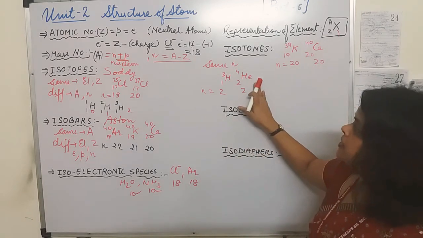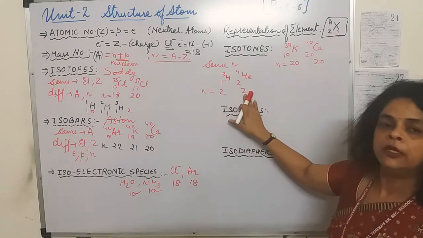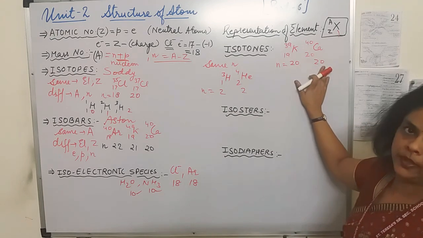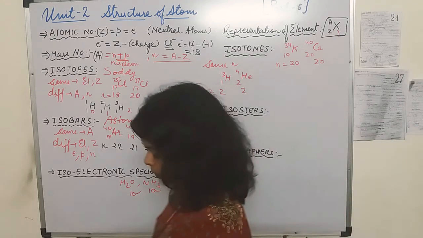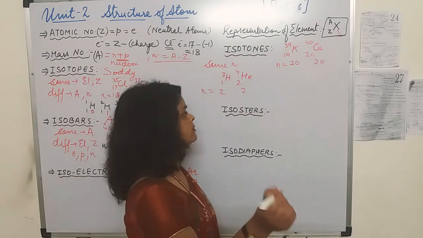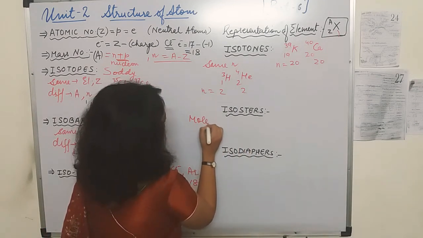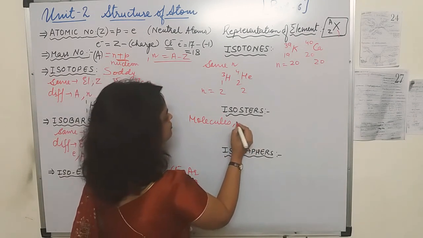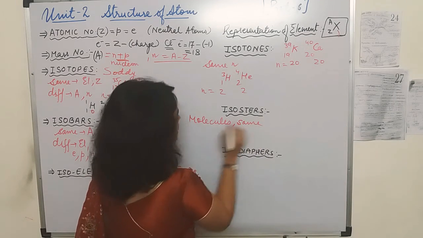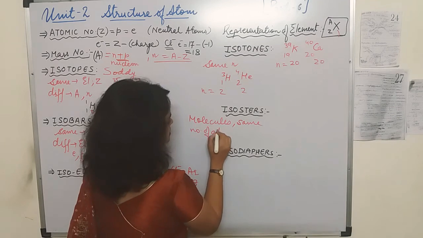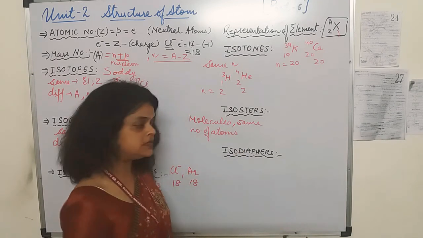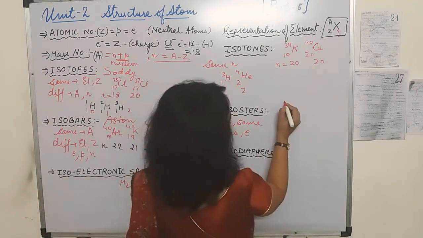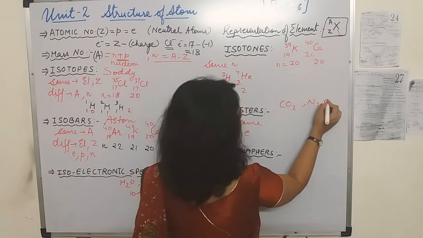They can be termed as isotones because they have the same number of neutrons, that is 2, and here also they have the same number of neutrons, that is 20, 20. Fine. Now the next one, isosters. What is there in isosters? These are the molecules which have the same number of atoms. The number of atoms will be the same, plus the number of electrons will also be the same. Let's take an example of CO2 and N2O.